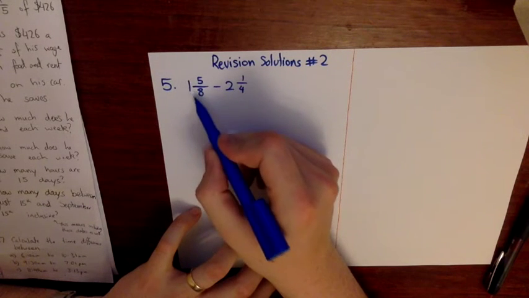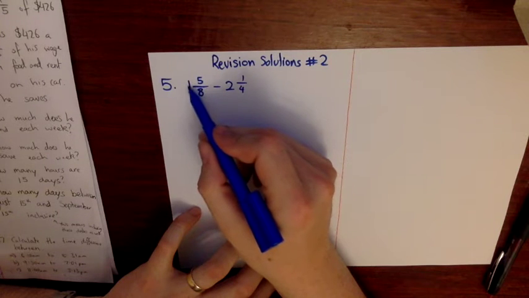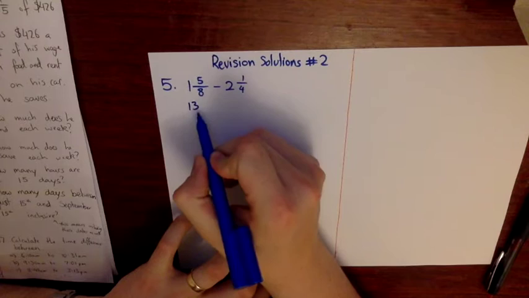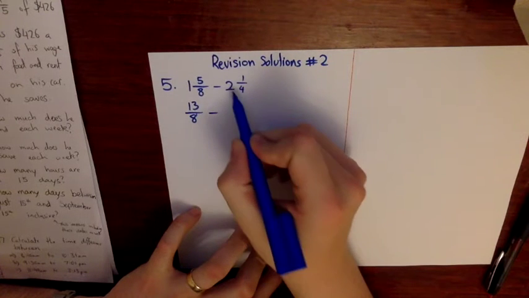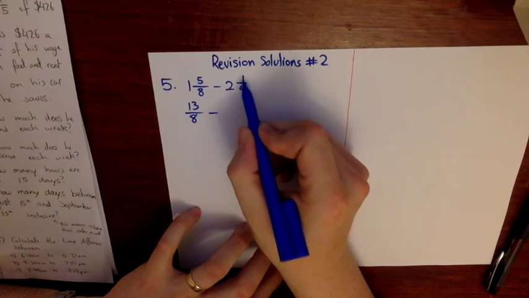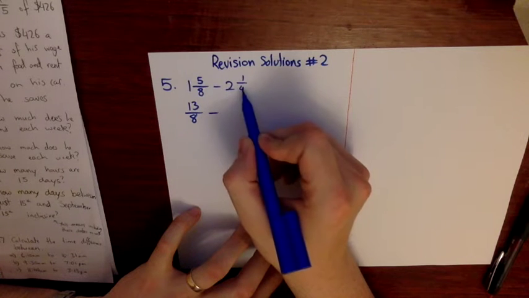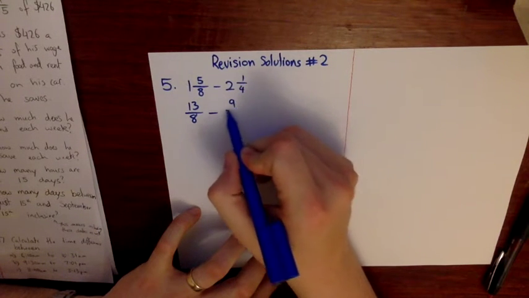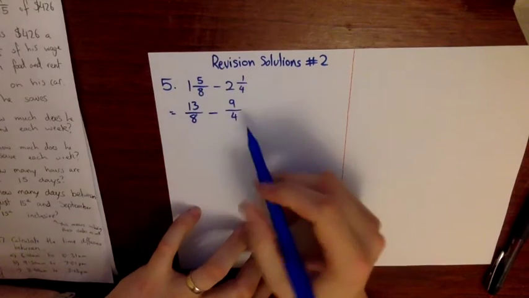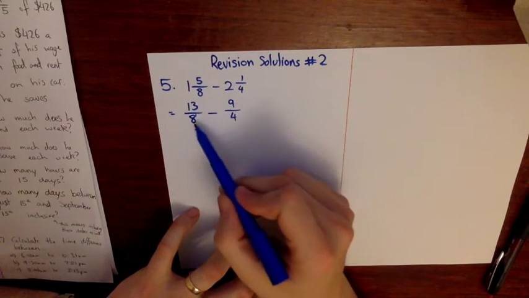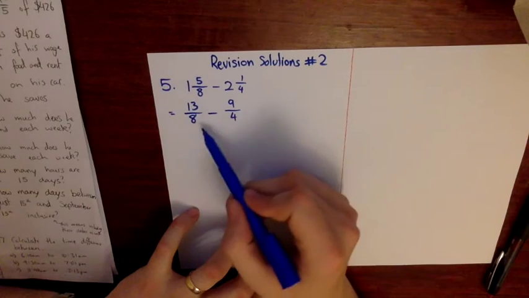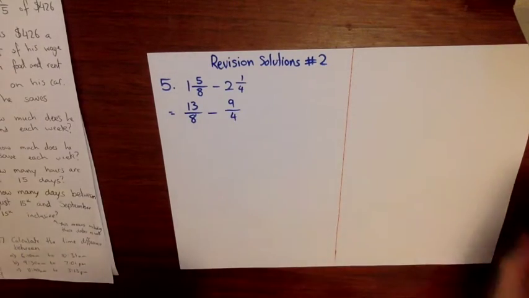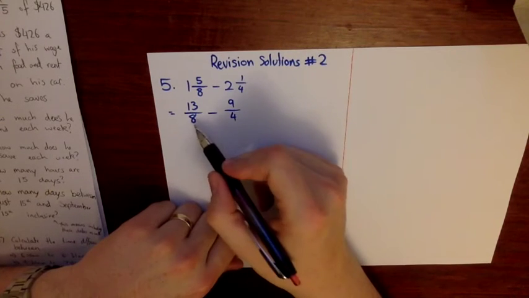So in eighths, that 1 would be 8/8. So 8/8 plus 5/8 is going to be 13/8. And 2 wholes and 1/4 is going to be 8/4 plus 1 is 9/4. Okay, so again, we don't have denominators that are equal, so let's change one of them to make sure that our denominators are equal. So 4 can be multiplied to give 8.